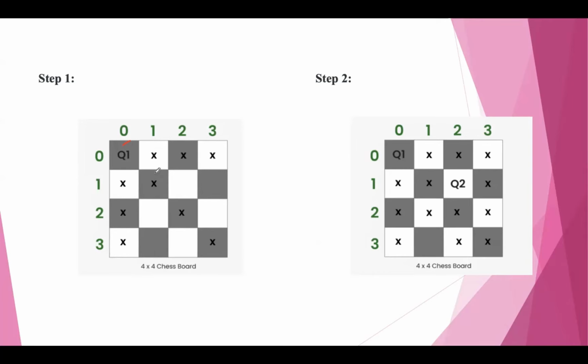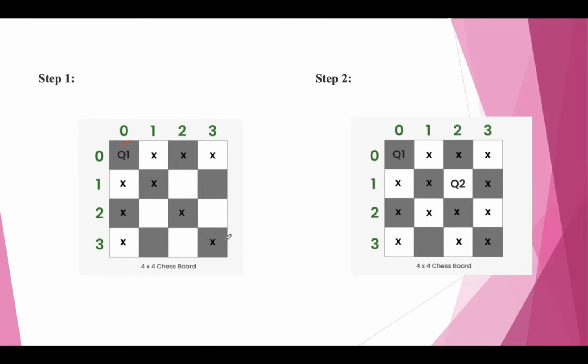If you take the first step, first we are placing queen q1 in cell 0, 0. All these x's represent the cells which are not safe, because we can't place queen 2 on the same column or on the same row, or diagonally. So we are representing the unsafe cells with x.